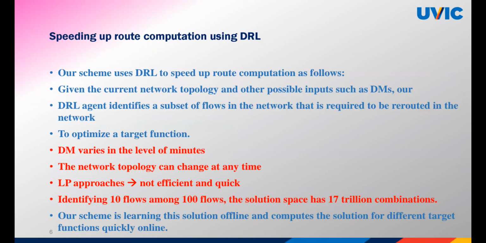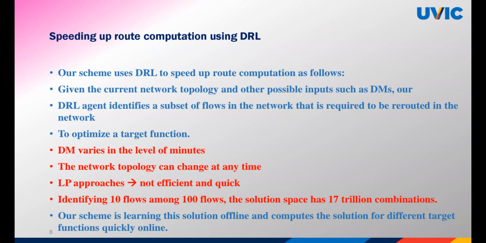So our scheme uses DRL to speed up route computation as follows. Given the current network topology and other possible inputs, such as device matrices and demand matrices, our DRL agent identifies a subset of flows in the network that is required to be rerouted in order to optimize the target function.